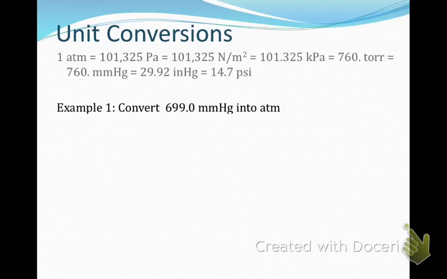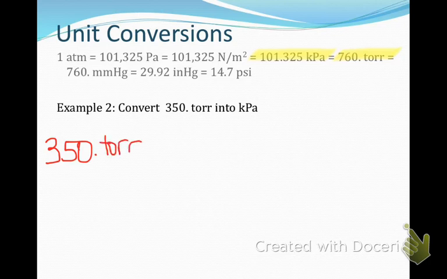Alright, let's move on. Example number 2, convert 350. torr into kPa. So let's figure out which ones I need. I have torr, so I know I'm going to need torr up here. I'm going to highlight that. And I want kPa at the end, so I'm going to highlight that as well. So I'm going to start out with the number that they give us, 350. torr. Making sure I have that decimal point there so that I can remember sig figs at the end.